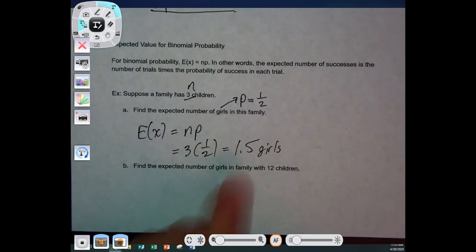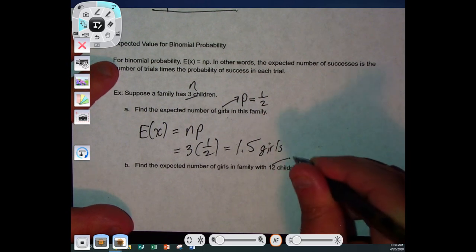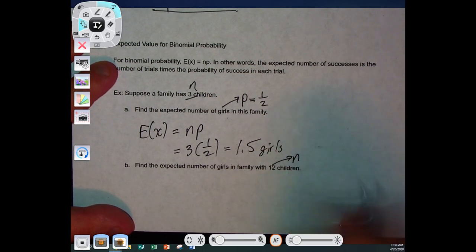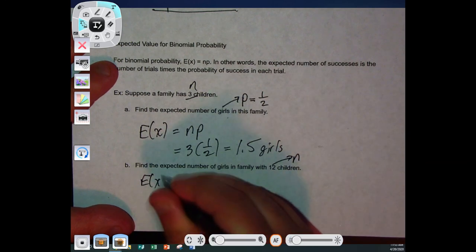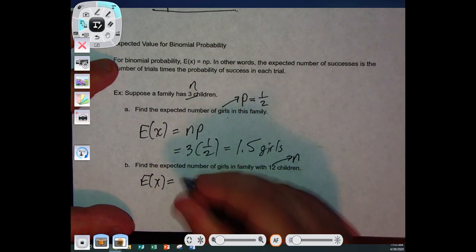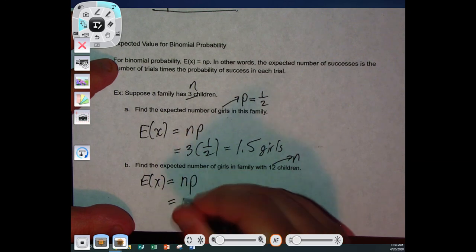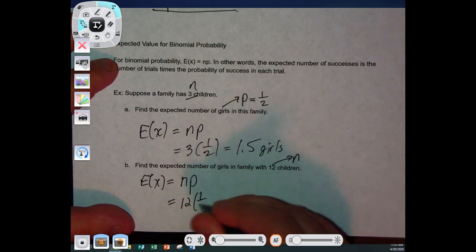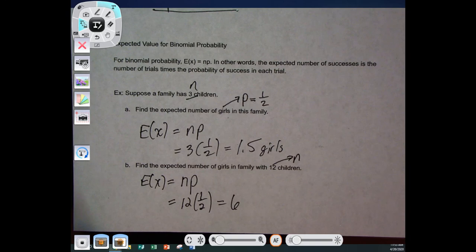Okay. What if I chose 12? What if I have 12 children in the family? What's the expected number of girls? Well, this time we're going to use 12 as our n. So expected value would be n times p, so it'd be 12 times 1/2. So there would be 6. So on average, there would be 6 girls in this family.